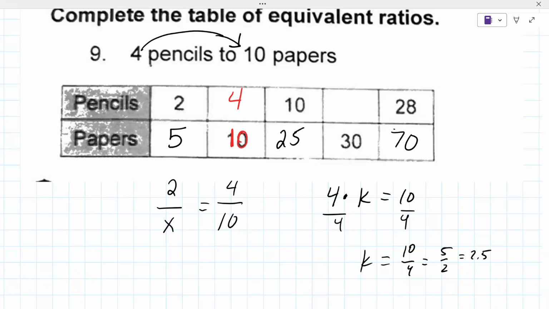Okay. Now the question is, how do you go backwards? If you multiply to go forwards, you must divide to go backwards. So 30 divided by 2.5. Yes.